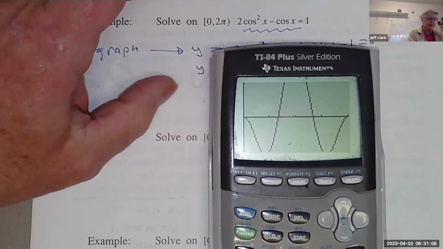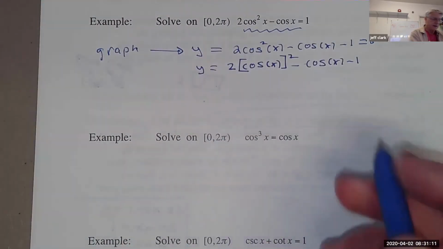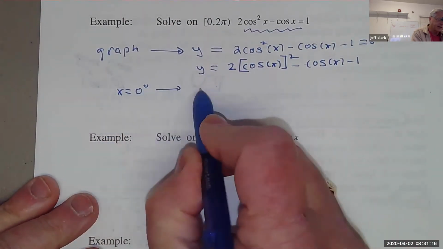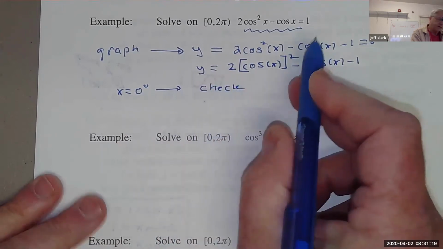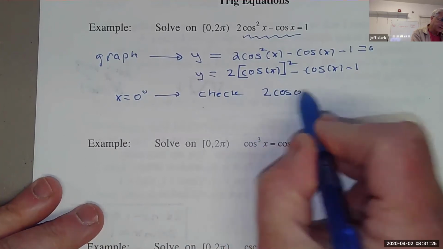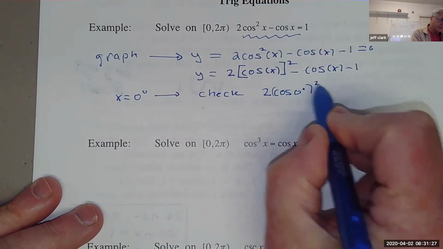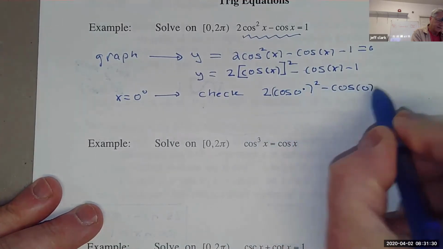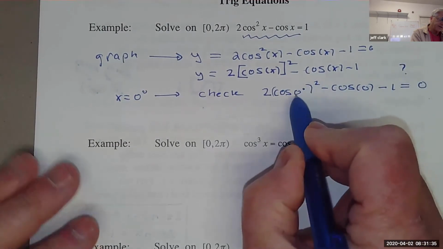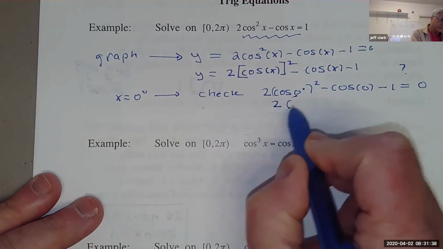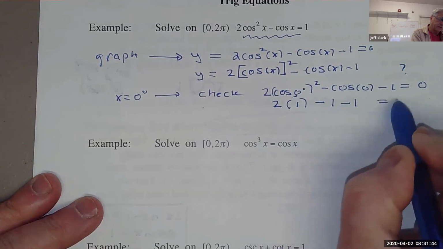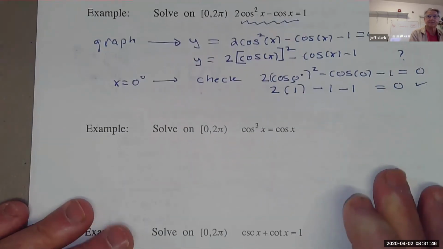By the way, here's how you can check this. I wonder if x equals 0 degrees is an answer. And here's your check. You just put it in the equation. Cosine 0 degrees squared minus cosine of 0, subtract 1. I wonder if that equals 0. Cosine of 0 is 1. Minus cosine of 0 again is 1. Minus 1. Oh yeah, check. That works.